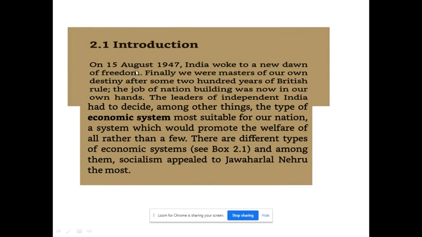Now, when India attained its freedom, independence in 1947, the job at hand for the nation was to build the economy, and the leaders of the independent India had to immediately decide, among all other things, the type of economic system which was most suitable for the nation. So, in order to understand this very term economic system, we need to go to what are the types of economic systems.